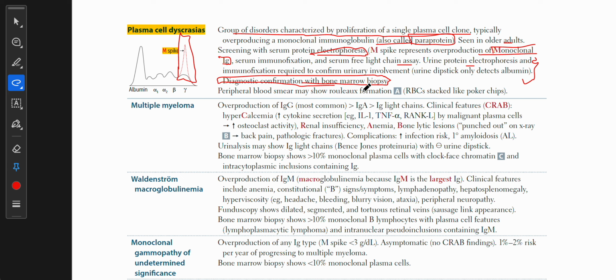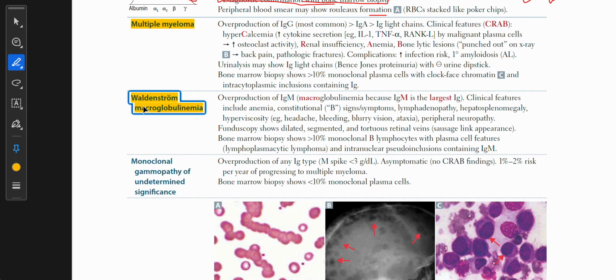Peripheral blood smear may show rouleau formation. RBCs stack like poker chips, or like coins. You can remember it like that: there are coins and you stack them like a tower. So that is what rouleau is. Okay, that is the case of plasma cell dyscrasia. The diseases of plasma cell dyscrasia are multiple myeloma, Waldenstrom macroglobulinemia, and monoclonal gammopathy of undetermined significance. We have talked about this in our neoplasia chapter also, right? We'll talk about that in detail here.